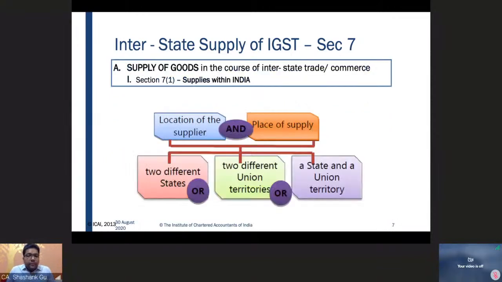Now, when would a transaction be deemed as interstate supply? We are still discussing cases where IGST is applicable. One that we have discussed is import. Second, we are discussing interstate supply. Now, what would be termed as interstate supply?